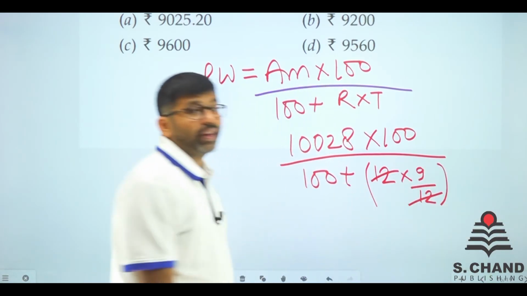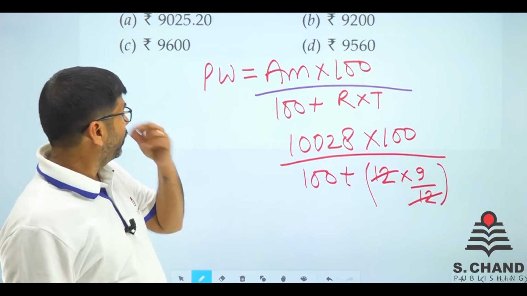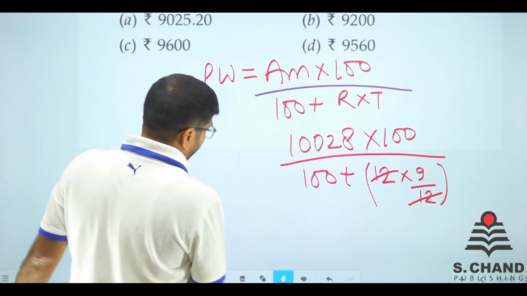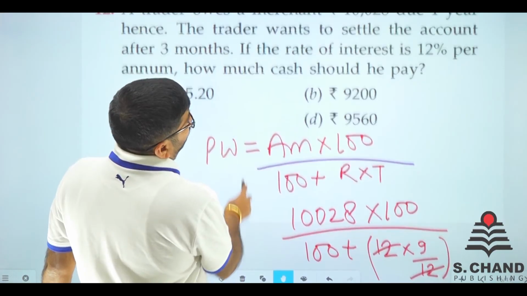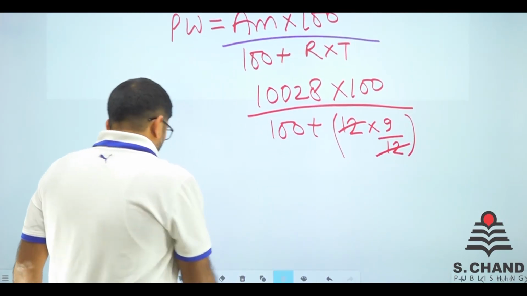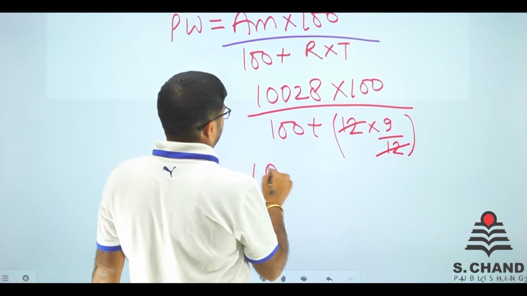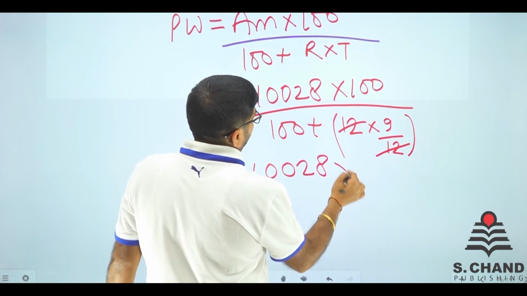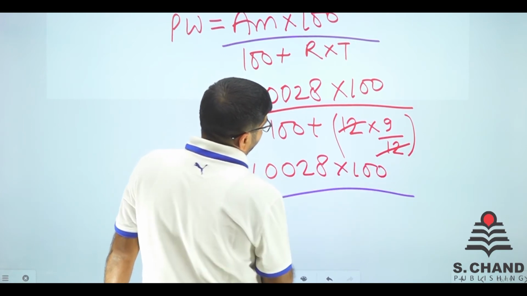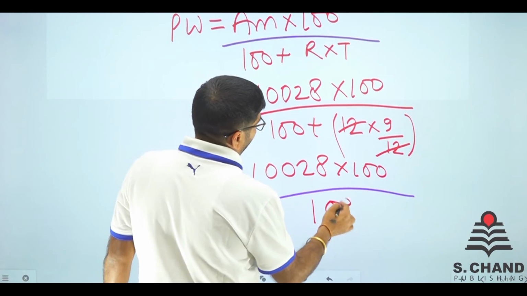12 se 12 cut gaya. Seedha sa yahi bacha, right? I just cross checked the time. The percentage rate was 12%. That's it. So it is like 10028 into 100 divide by 109.